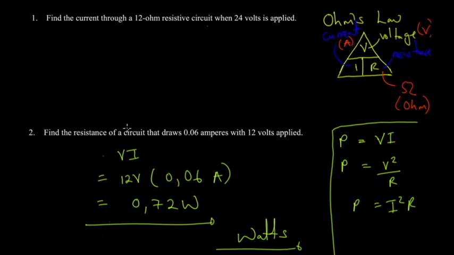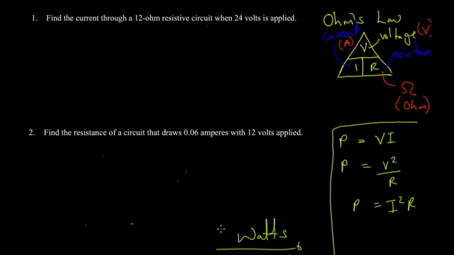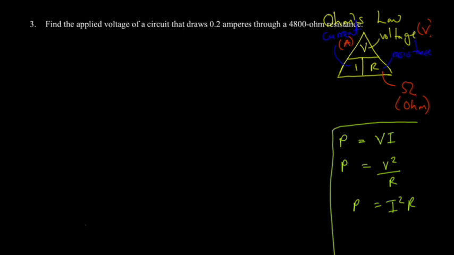Next set of questions. You should know how to calculate using Ohm's law. You can calculate either the current or the voltage or the resistance, and you should also know how to calculate the power as well, the formula for power. So let's move over to the next question. It says, find the applied voltage for a circuit that draws 0.2 amps through this much resistance.